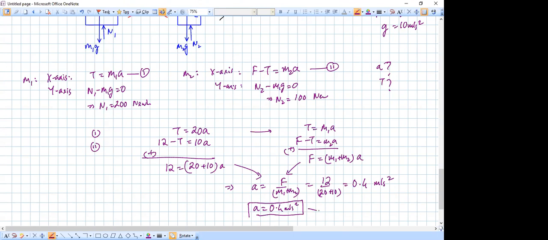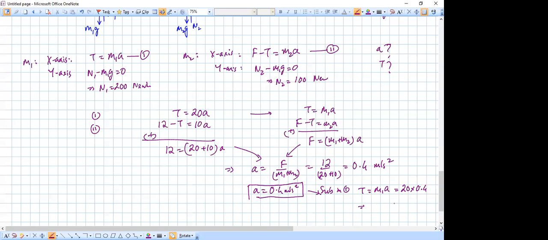Now substitute this in equation 1. So T is equal to M1A. So that will give you that the tension is equal to 8 newtons. Now, mind you, you can also do this by substituting in the second equation, and it should give you a consistent answer. Or you can substitute in equation 2, which is that F minus T is equal to M1A.